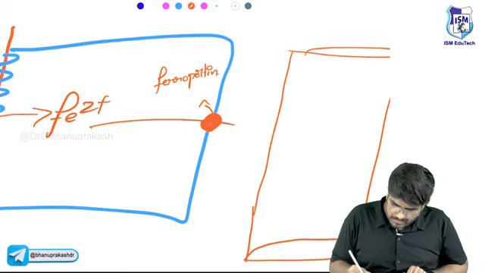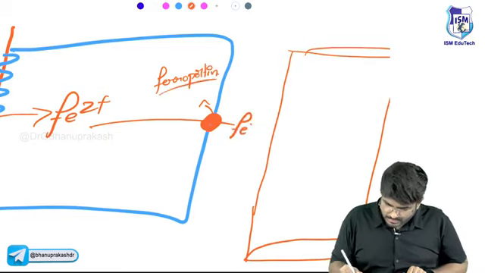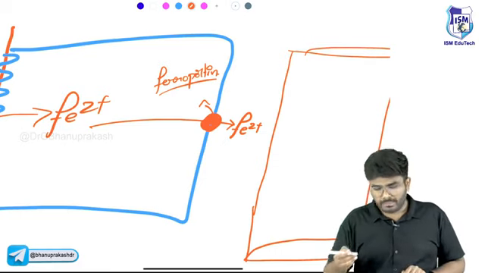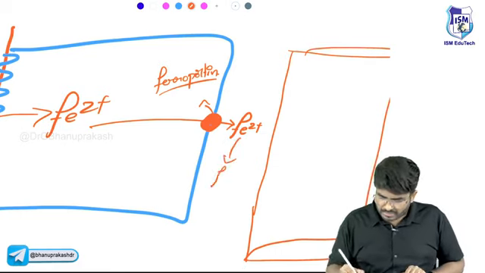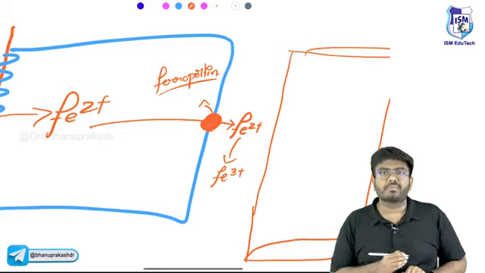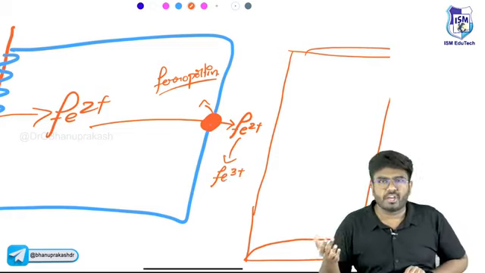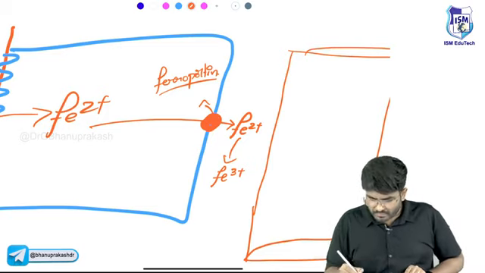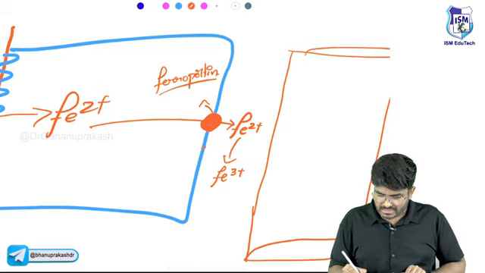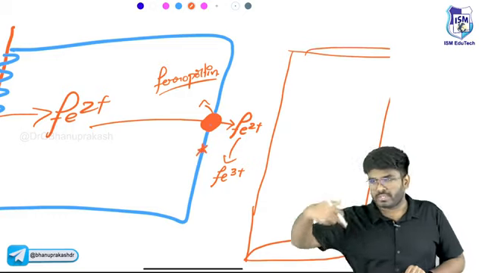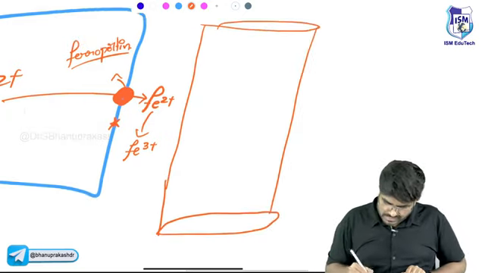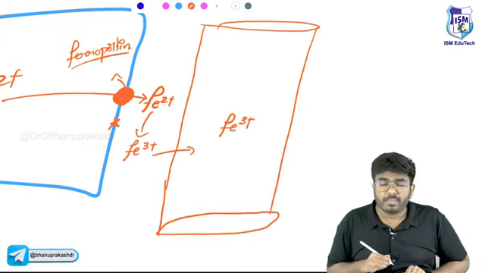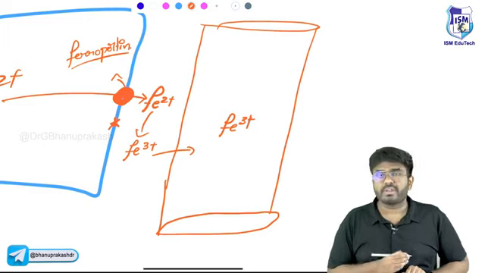With the help of ferroportin, iron Fe2+ is coming out. But on the way, the Fe2+ form of iron will be converted back to the Fe3+ form with the help of something called hephaestin. On the surface there is hephaestin, which converts Fe2+ back to Fe3+. Now this Fe3+ form of iron is going to enter into the blood.